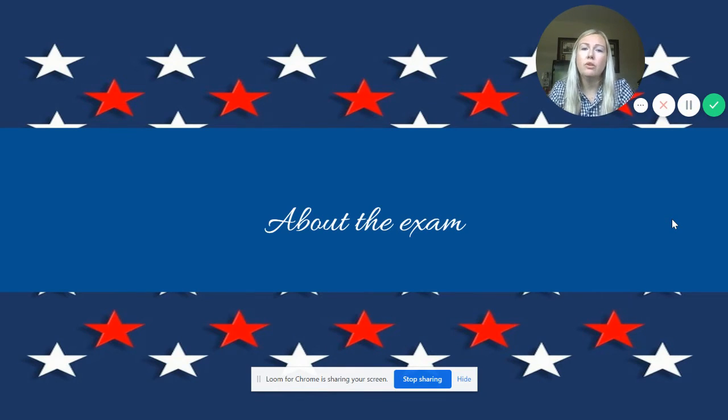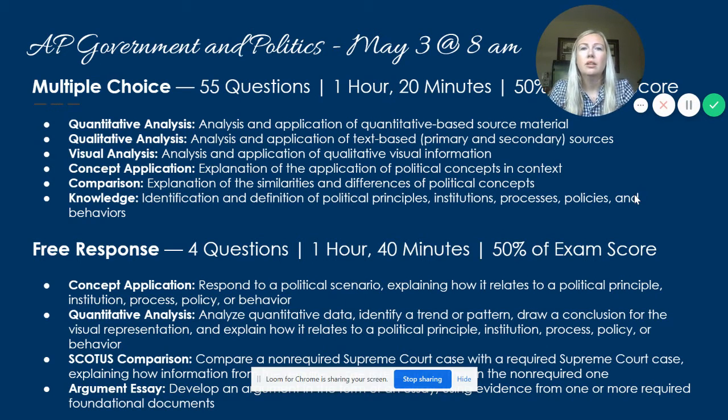Just a brief overview about that exam. It is the beginning of May, and it's split into two major portions. 50% of the score comes from multiple choice. They usually give you some kind of stimulus for the questions, and you are responding based off the stimulus and the knowledge that has been gained from the year. The second portion is broken into 4 free response questions.